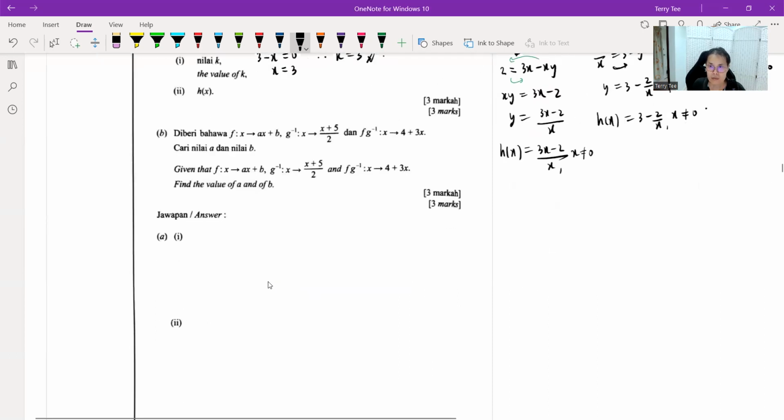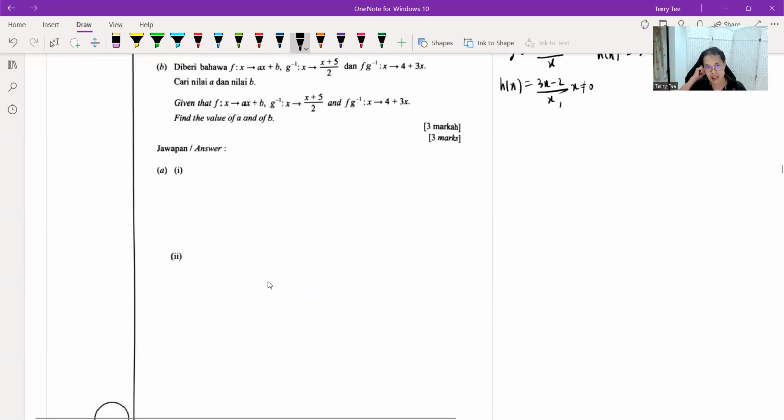All right, move on to the second part. You're given f(x). This is part B. Your f(x) is now ax plus b, and g inverse is this. f(g inverse) equals 4 plus 3x. Actually, the g inverse is there to confuse you. It has nothing to do with anything because you see, this is g inverse, this is g inverse.